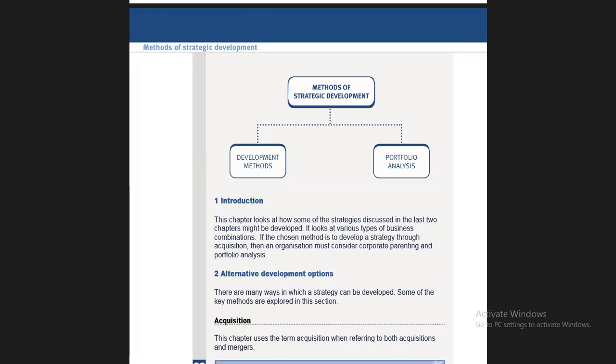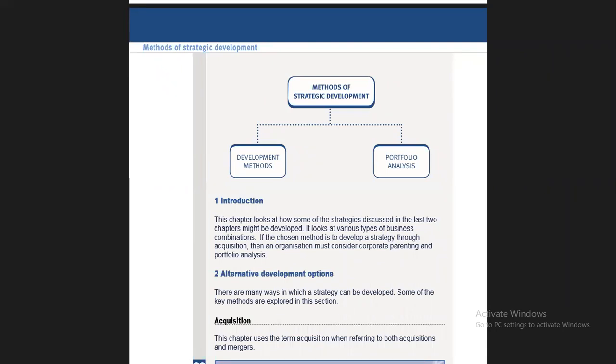The first method by which they can develop is through developmental methods, and the second one is portfolio analysis. Through developmental methods, there are some strategies which we are going to adopt. For example, we are going for acquisition, acquiring new companies, taking franchises, then mergers. These methods are called developmental methods. We are increasing our company. We are increasing the portfolio.